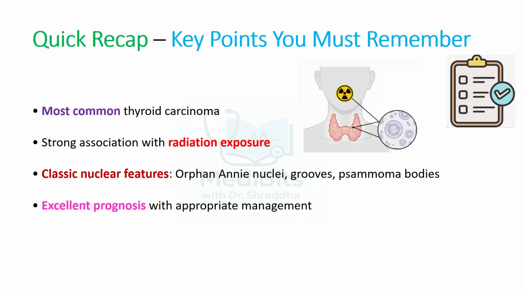So students, to wrap it up, PTC is the most common thyroid carcinoma linked to radiation exposure with those classic nuclear features: orphan nuclei, grooves, Psammoma bodies. It usually spreads to lymph nodes, but the prognosis is excellent with the right treatment. Definitely a favorite for examiners.